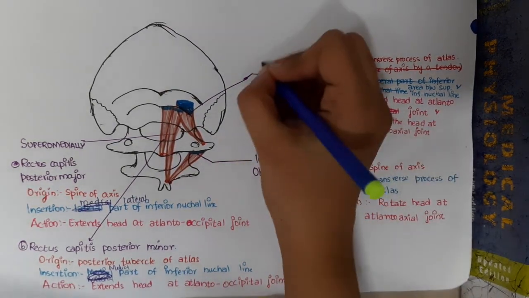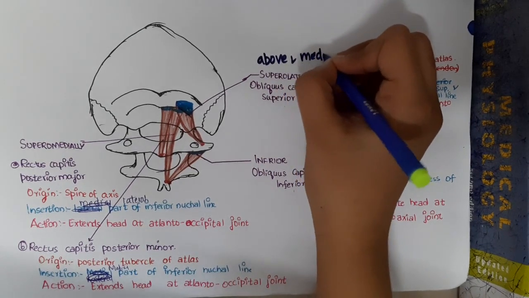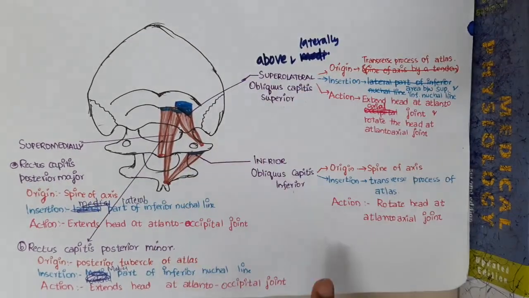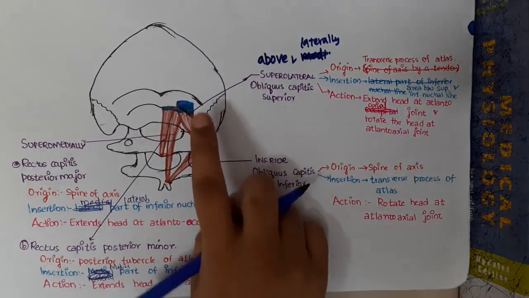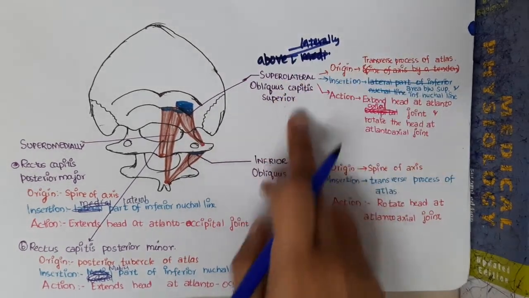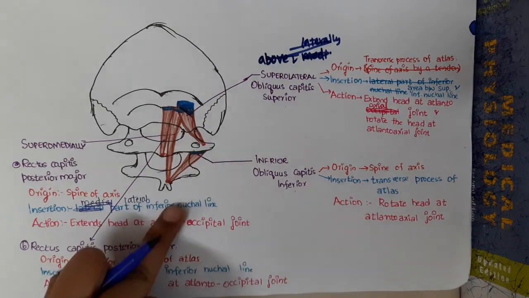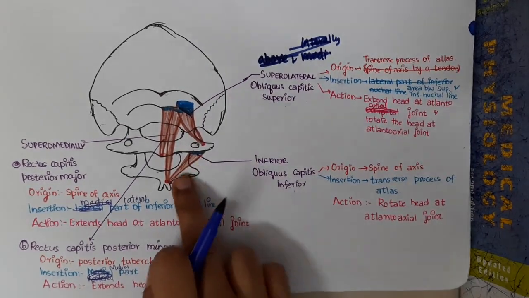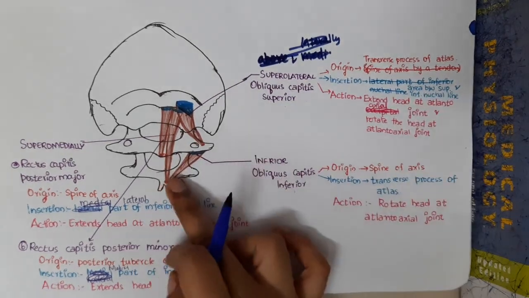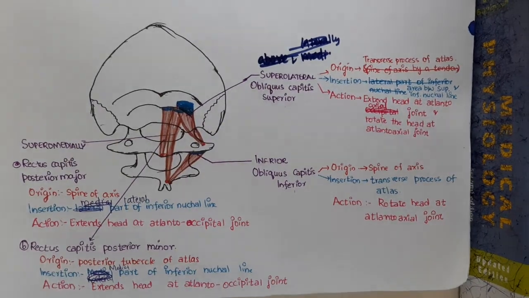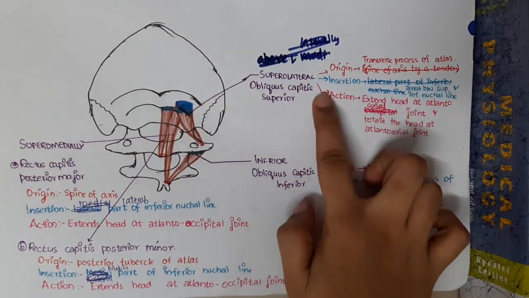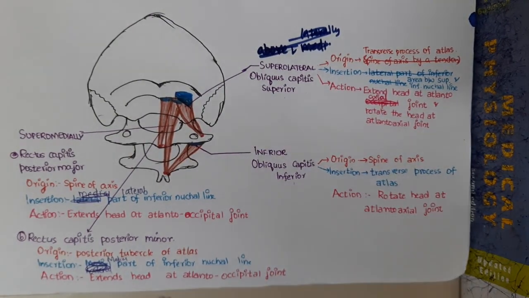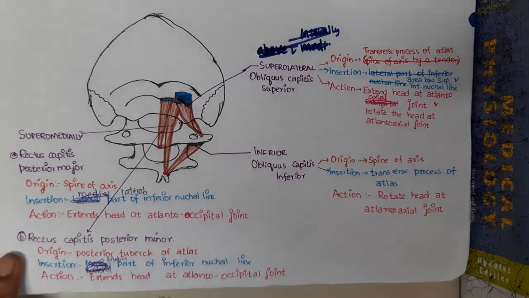Superolaterally it is bounded by obliquus capitis superior, and inferiorly it is bounded by obliquus capitis inferior, whereas superomedially it is bounded by rectus capitis posterior major and rectus capitis posterior minor.